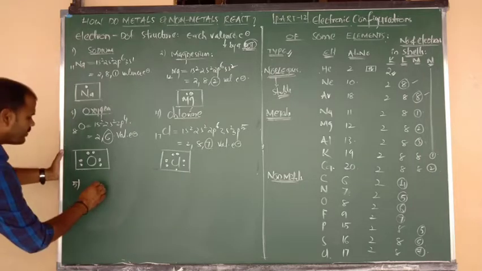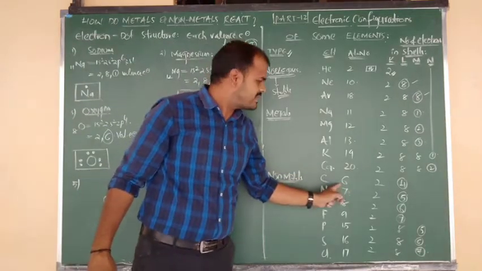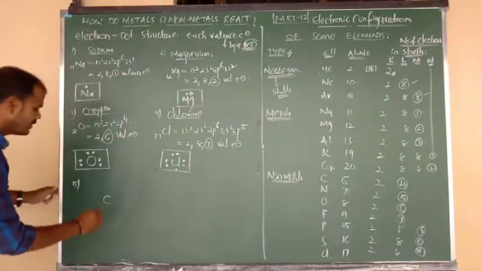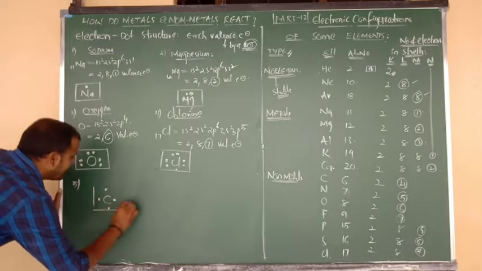Next I want to write about carbon. Carbon, how many electrons are there? 6. But valence electrons equal 4. So 1, 2, 3, 4. We can write them anywhere as you wish.